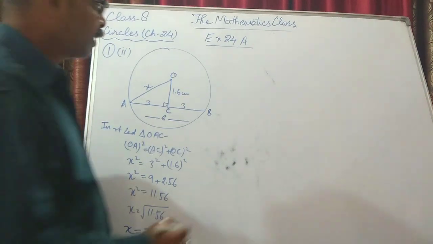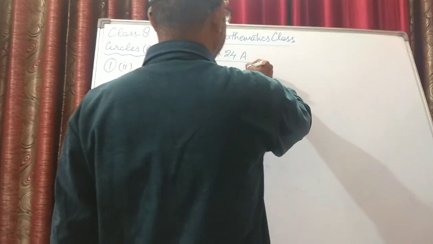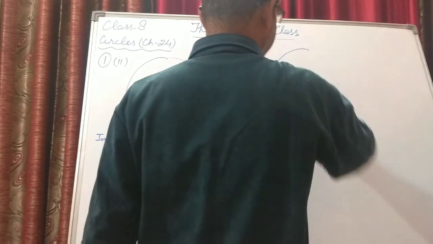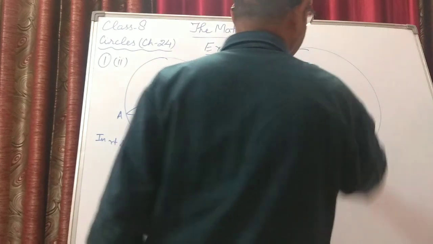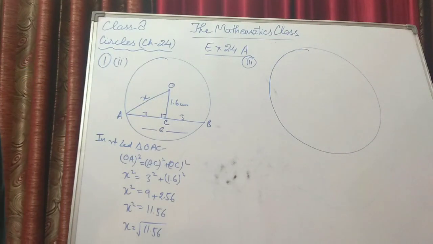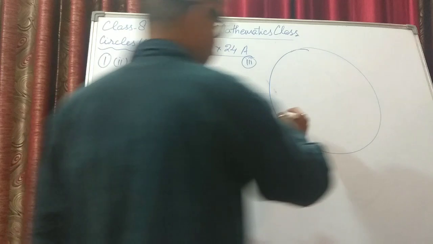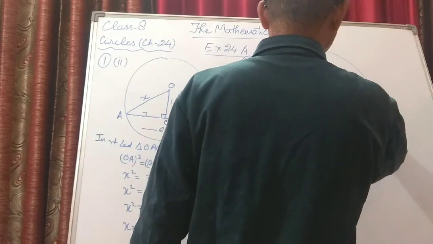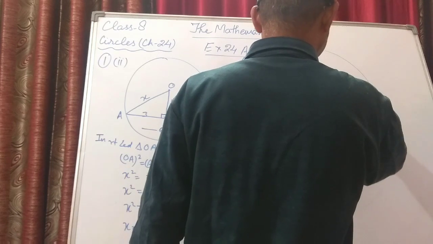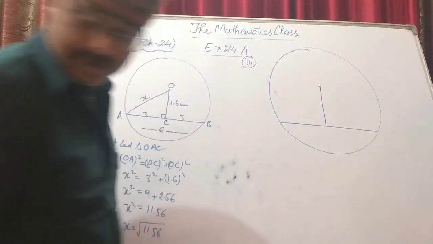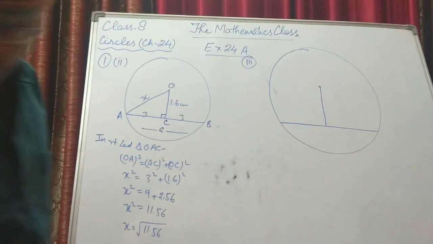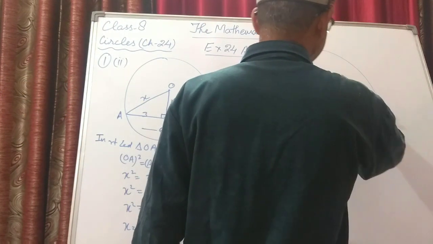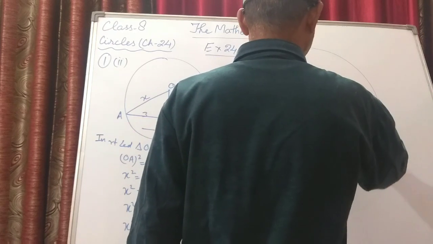Now we move on to the next question, the third part. The first part I am not doing; second and third we are doing. This is again a circle, and in this the chord length is not given. You have to find the length of the chord. This is the center, let us say O, and the chord is AB.